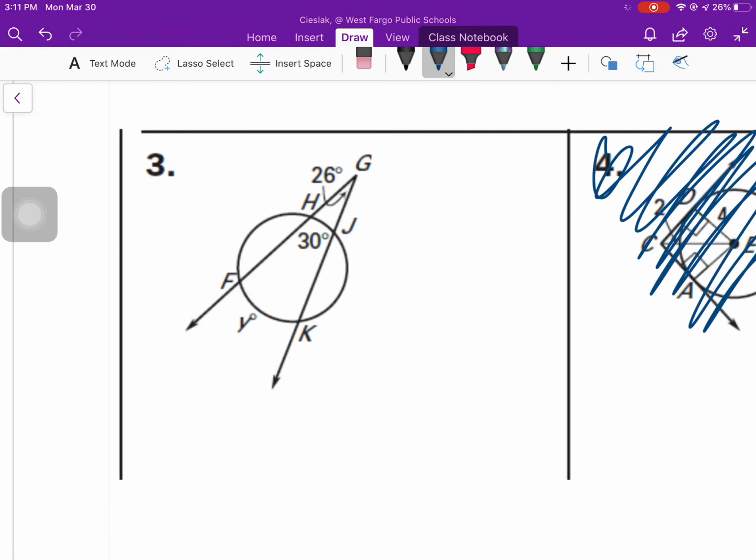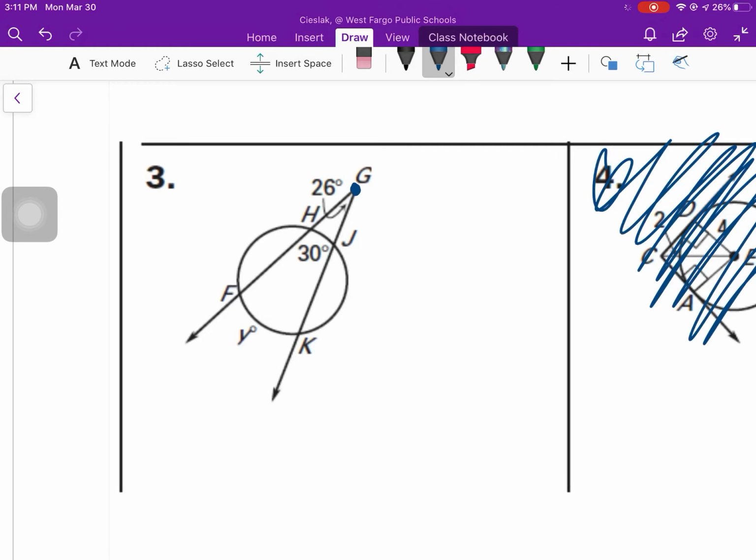Okay, number 3. What do we got to find there? It looks like Y is what we got to find. Notice that I've got these intersecting on the outside of the circle. Okay, so remember, outside means you got to subtract. So that angle of 26 is equal to 1/2 times Y minus 30.